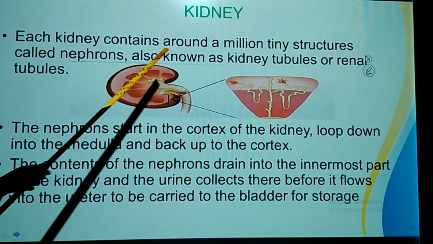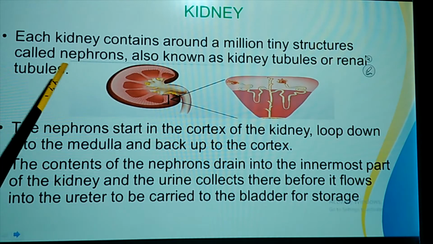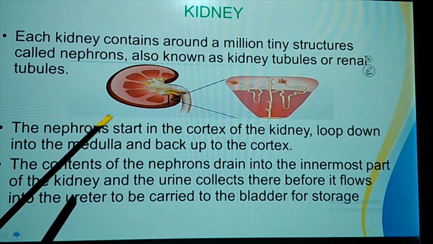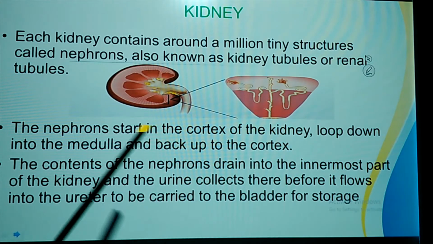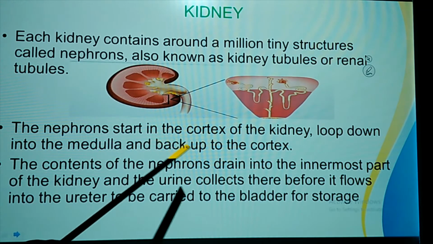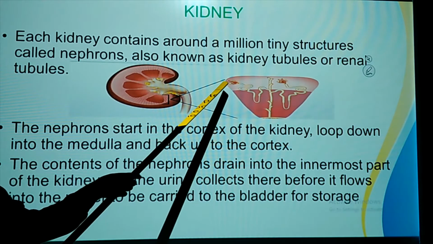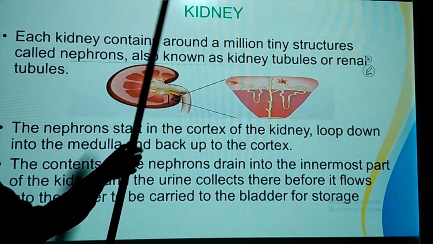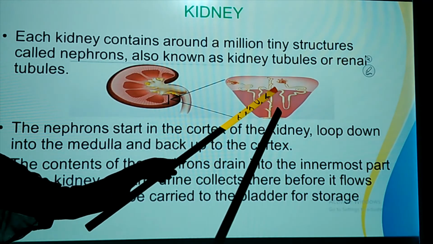Each kidney contains around 1 million tiny structures called nephrons. So more than 1 million nephrons make up the kidney, basically. The nephrons start in the cortex of the kidney. They loop down into the medulla and back up into the cortex. This is what happens. They start in the cortex, they loop down into the medulla, and back up into the cortex. You can see this is what the nephron looks like, the structure of the nephron.